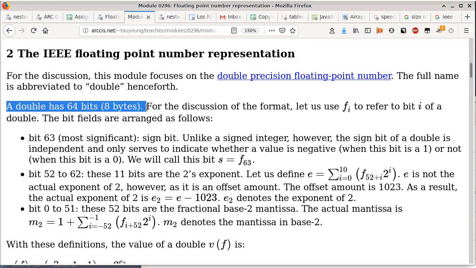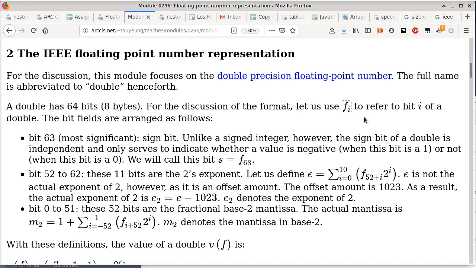A double has 64 bits. And since each byte has 8 bits, we can also say a double has 8 bytes. Is that okay? That's just how big it is. So what else do we need to know?